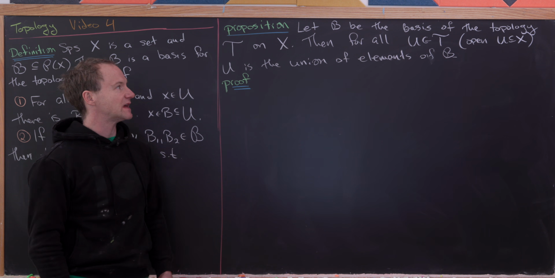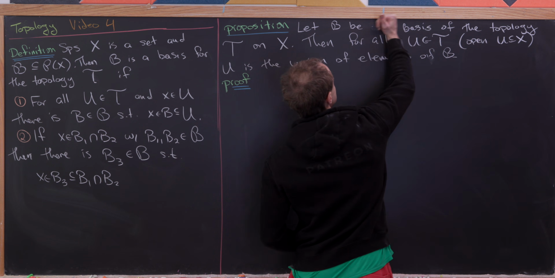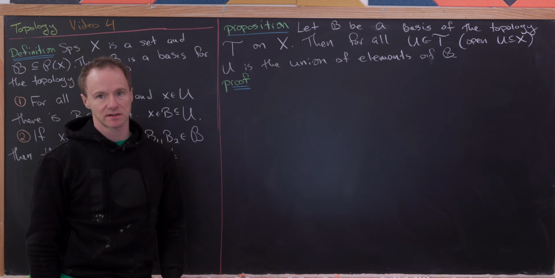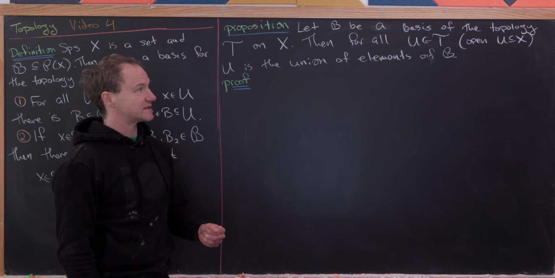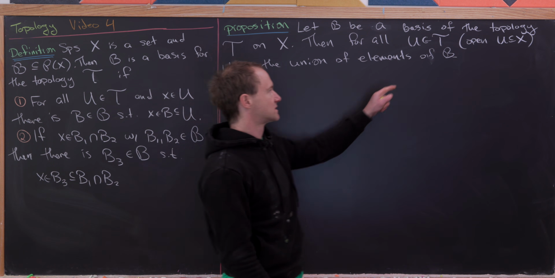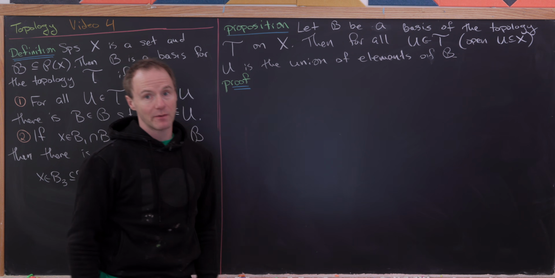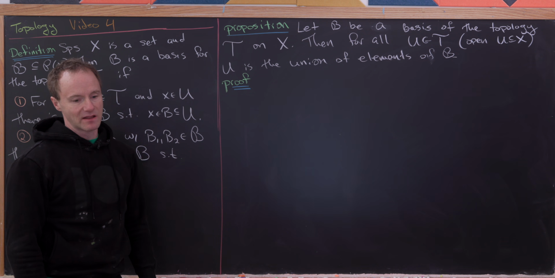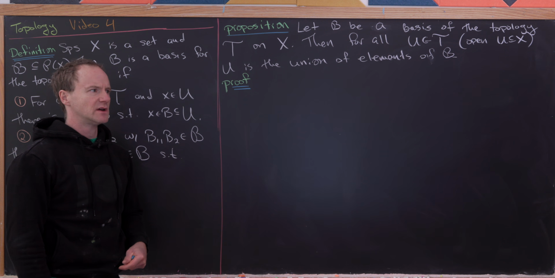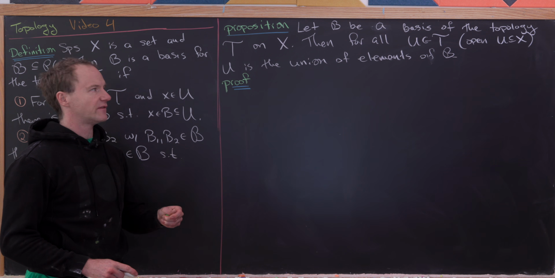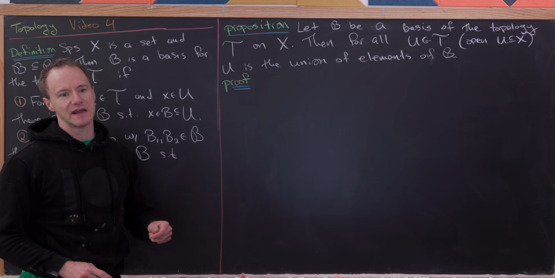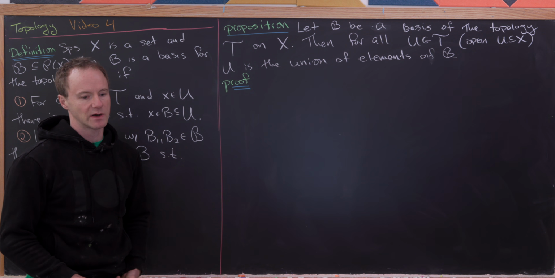So let's let B be a basis for the topology T on a set X. Then for all open sets U of X, in other words, U being an element of T, U can be written as the union of elements from the basis. So this being written as the union of elements from a basis is like a vector being written as a linear combination of basis vectors, if you will.